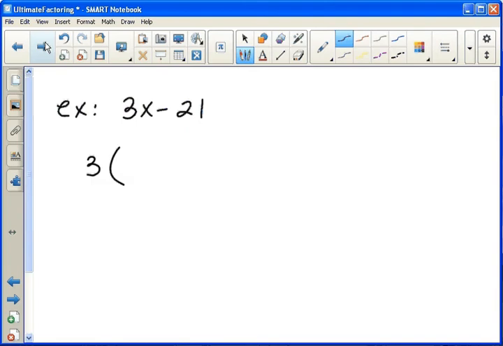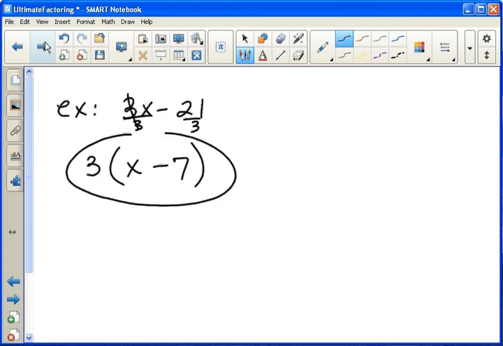So again, factoring is basically like dividing. So we divide both of these by 3, that leaves us an x. We divide 21 by 3, that leaves us a 7. So our answer is 3 times x minus 7. We can check that by doing 3 times x, which is 3x, and 3 times negative 7, which is negative 21. So again, we get exactly the same thing back, which confirms that we did it correctly.